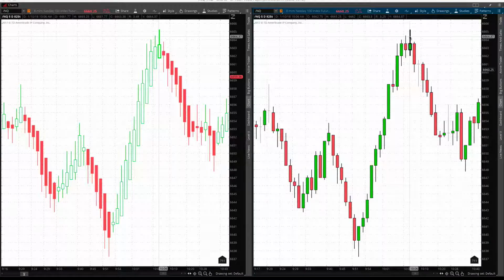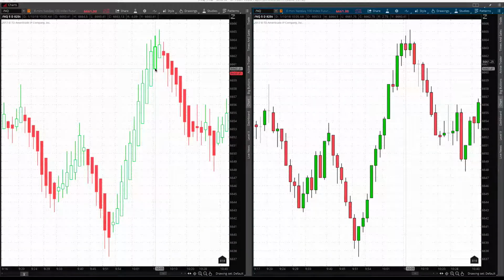Now, the open of the Heikin Ashi bar is the midpoint of the previous Heikin Ashi bar. So this is a bullish bar, so the open is down here at the bottom, and you'll see where my crosshairs are. If you'll notice, my crosshairs are right about the middle of the body of the previous Heikin Ashi bar, right? So the open of a Heikin Ashi bar is the open plus the close divided by 2, the midpoint of the previous Heikin Ashi bar.